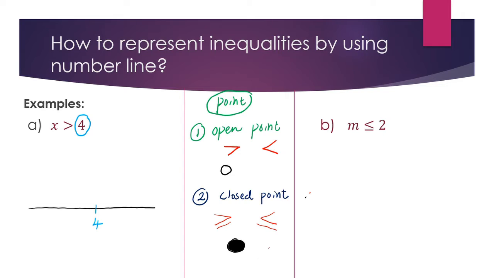So now we go back to example A, x greater than 4. So I'm going to draw a point first. Now this symbol is greater than, so it's going to be an open point. The point will look like this, not shaded in the middle. Then I look at the inequality. It is greater than. If it's greater than, my number line is going towards the right, because if you look at your ruler, any numbers on the right are always bigger. So x bigger than 4, it is going to the right. This is how my number line will look like.